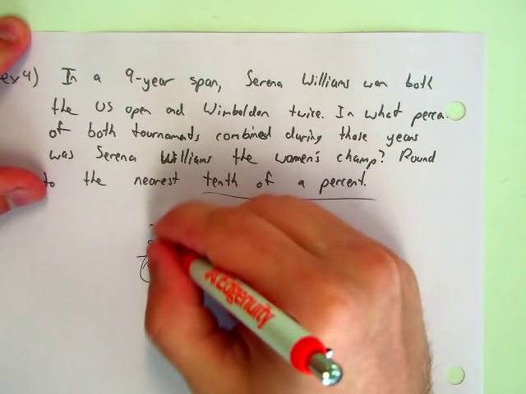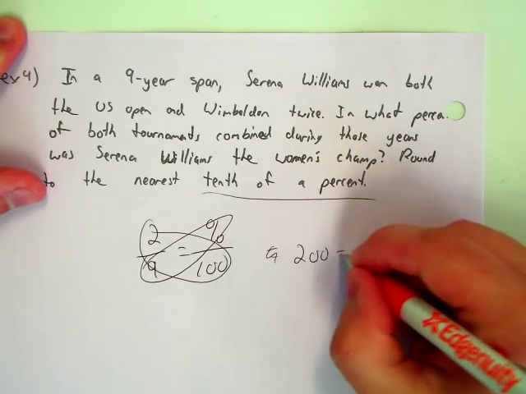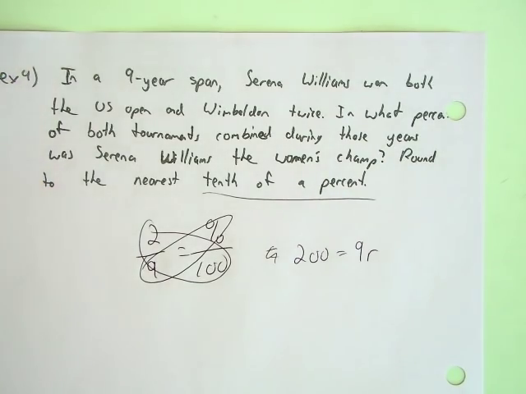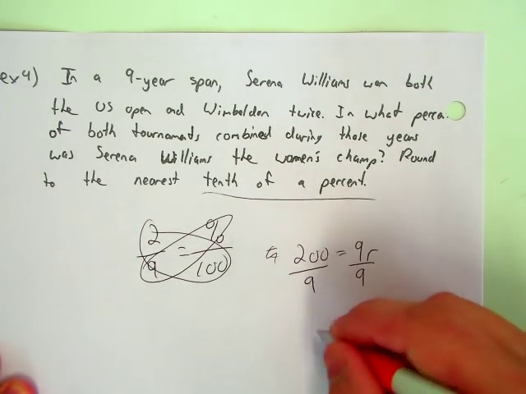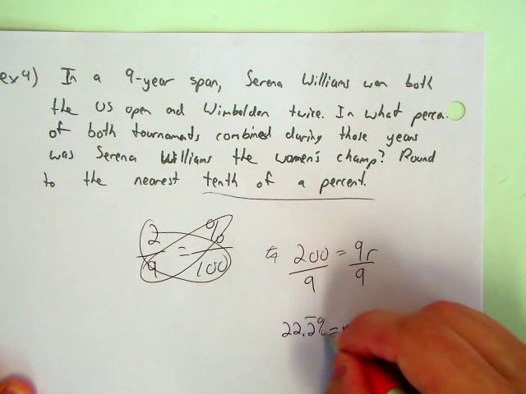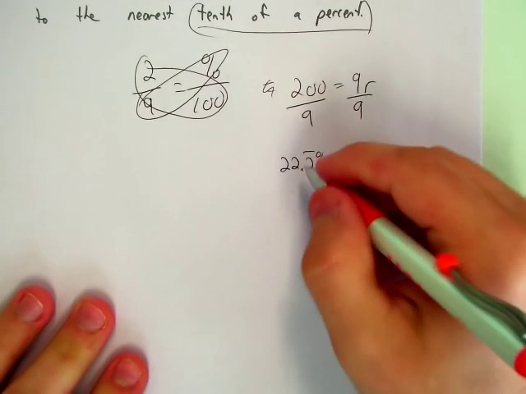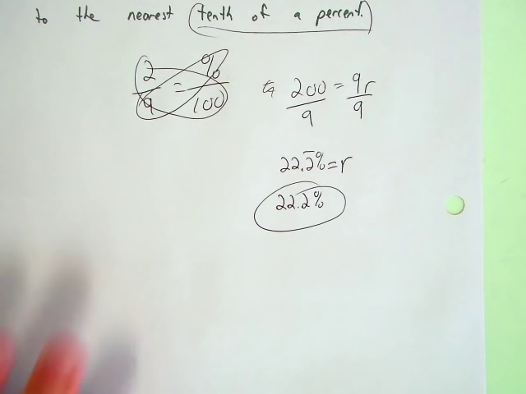If I do the cross products, 2 times 100 is 200, and 9 times the percent. I'm going to substitute R for the percent. That's going to be important as we move forward. Divide both sides by 9, and now I get my percentage, or my rate, as 22.2 repeating percent. It says to round to the nearest tenth of a percent, which means that this is going to be 22.2%.